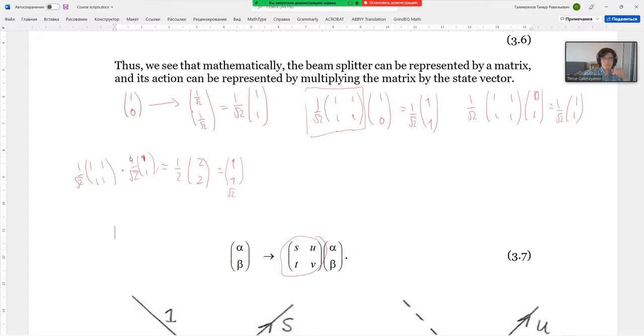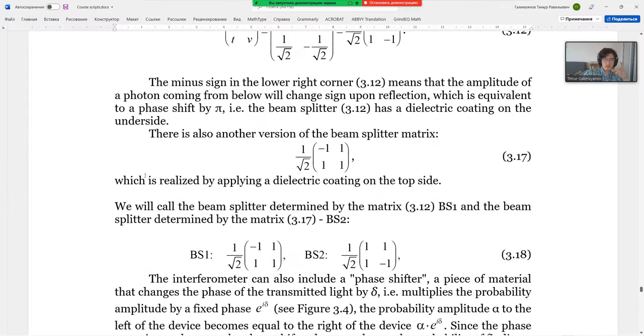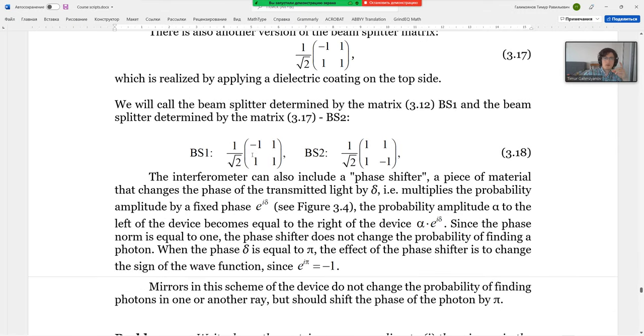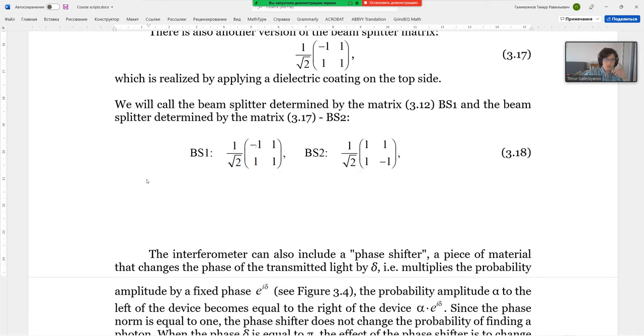What can serve? There are two possibilities that we can use as beam splitters. We change the sign of this, minus one here and here, and we can check that this beam splitter, 1 over square root of 2 times minus 1, 1, 1, 1, acting on vector 0, 1, gives us minus 1, 1, over square root of 2. You see that the length is conserved. We can check another vector, 1 over square root of 2, minus 1, 1, 1, 1.